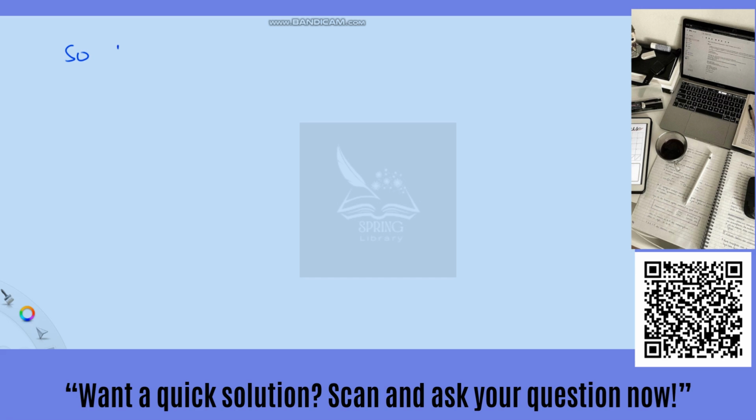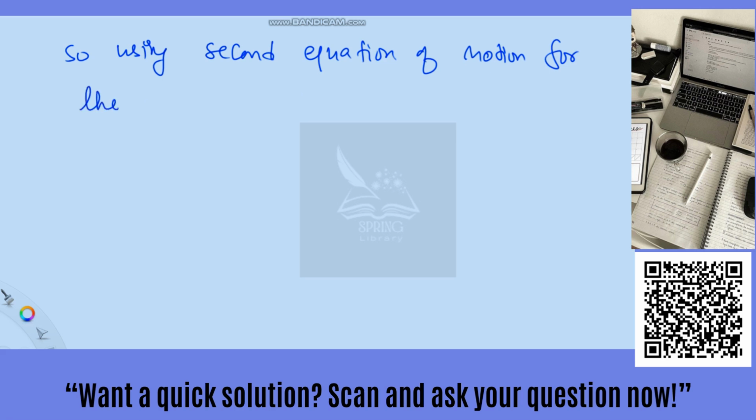Okay, so using second equation of motion again, for the second stone whose initial velocity with which it should be thrown downward we have to find. So h total height is equal to vi dash that is missing, into t plus half g t square. Here this t is t dash.